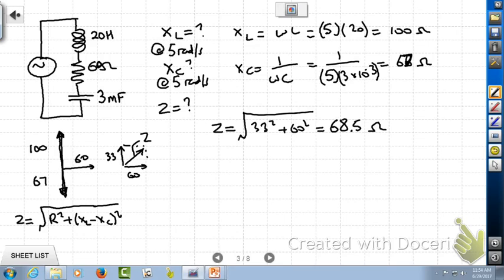And what's my phase angle? The phase angle equals tan to the minus 1 of the opposite over the adjacent, which equals 33 over 60, which equals, second tangent, 33 divided by 60. That's going to be 28.8 degrees.